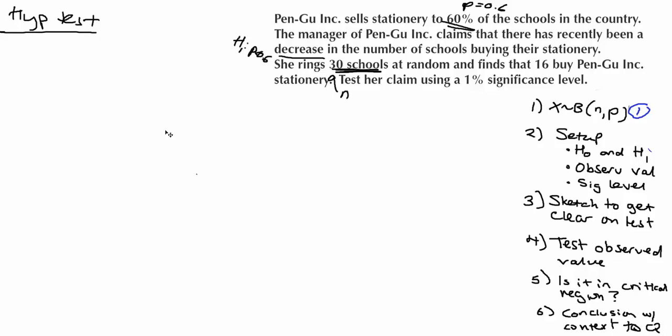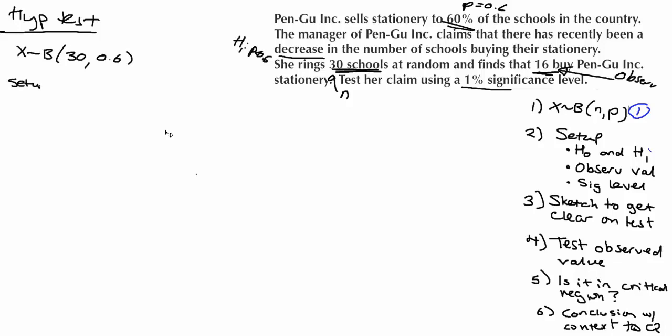And finds that 16 buy. Observed. Test the claim at 1% significance. All right, so first, what is the binomial distribution being tested? Well, our number of trials is 30, and the probability of picking a school is 0.6, because they sell to 60%. Okay, so that's our first thing.